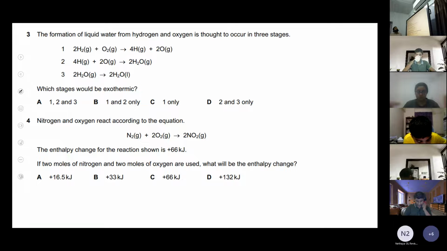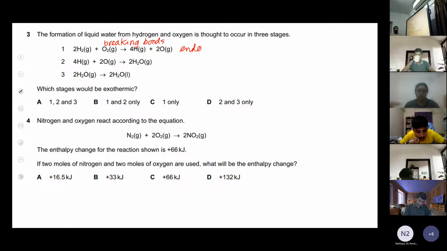The formation of liquid water from hydrogen and oxygen is thought to occur in three stages. You can see the involvement of bonds and atoms. Don't worry, analyze the information one after the other. When you look at the first one, you can see it's only breaking bonds. No new bonds are made, so it's going to be endothermic.